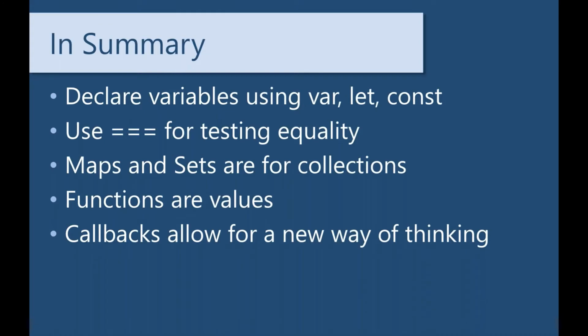So in summary, you declare variables using var, let, and const. There's some nuance between those differences. Generally speaking, you want to use the triple equal operator for testing equality. That makes sure that not only is the value the same, but the type is the same.